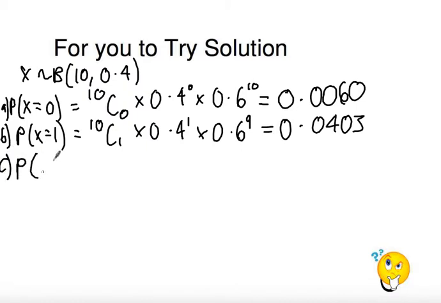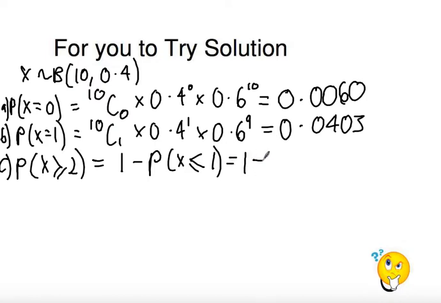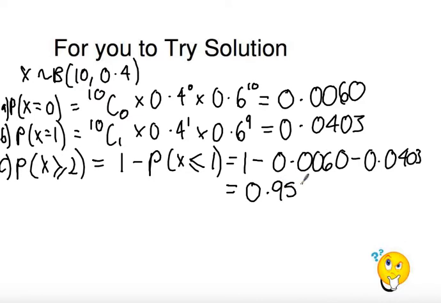Part C, wanted to find the probability that x is greater than or equal to 2. So following a similar logic to the previous question, I can find this by doing 1 minus the probability x is less than or equal to 1. So this can be done by subtracting the 0.0060, which I've already calculated, and the 0.0403 for x is 1 and x is 0. And when you work through that, you should get an answer of 0.9537. Okay, I hope that all made sense.